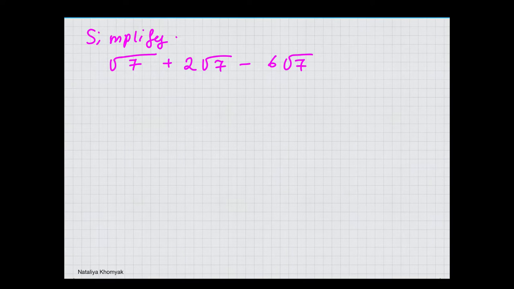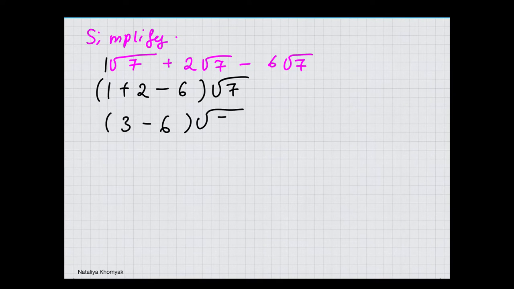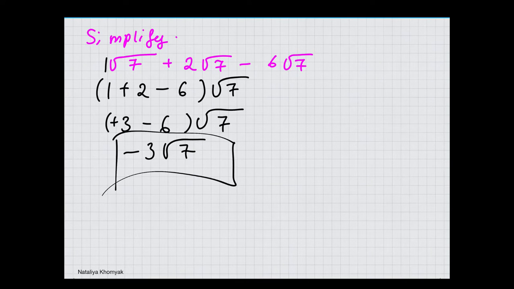Here we have square root of 7 plus 2 square root of 7 minus 6 square root of 7. Treat radicals like terms. Everything that is inside of the root must be the same in order for you to be able to combine this. Now here we have one root of 7. So we have 1 plus 2 minus 6 of square root of 7. So it's a 3 minus 6 of square root of 7. That's a positive 3. We have more negatives, so this will be negative 3 radical 7. And this is our solution.